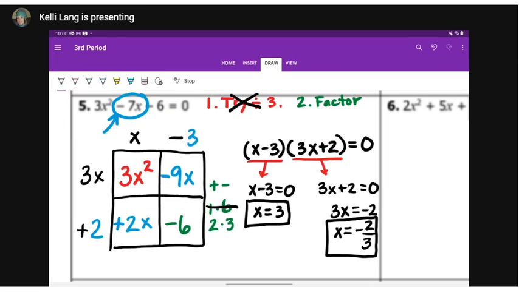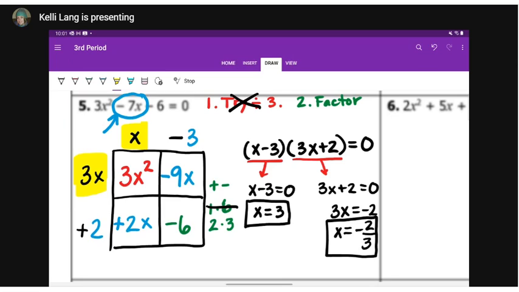So this problem required us to try a bunch more options than usual, but it wasn't too terrible because in order to end up with a 3x squared in the top left box, we had one option. We had to use 3x times x. That was the only choice. There are no other numbers that multiply together to give you 3x squared. There are problems, however, where you have more than one choice.